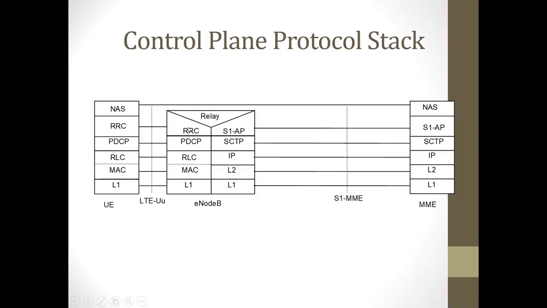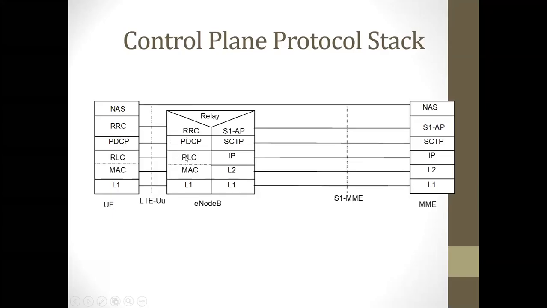RRC has control over layer 1 and different sublayers of layer 2. It is the master layer in the control layer within the RAN part. For this purpose, as I said, there will always be peer-to-peer communication. Now, for RRC, there are separate messages defined for communication, and these are called layer 3 messages because it is the third layer.